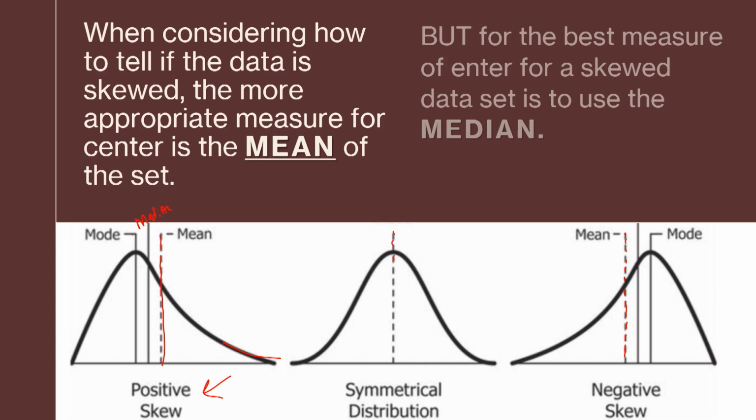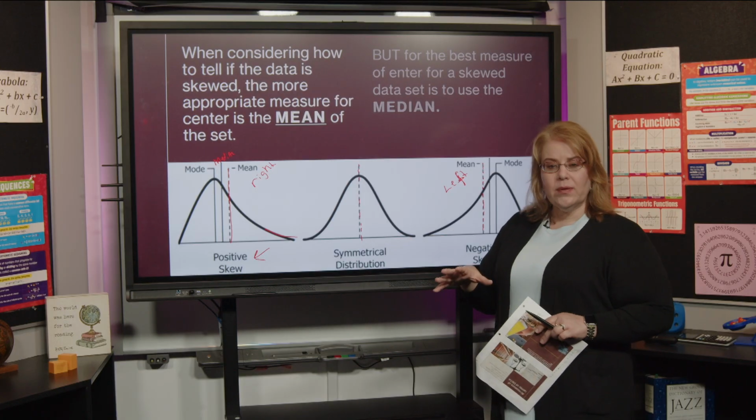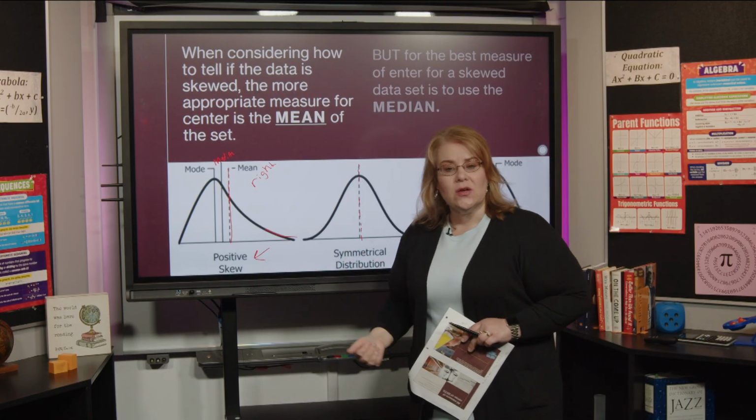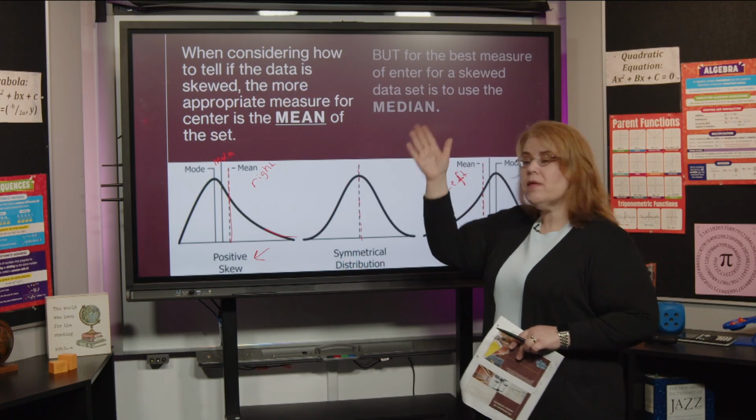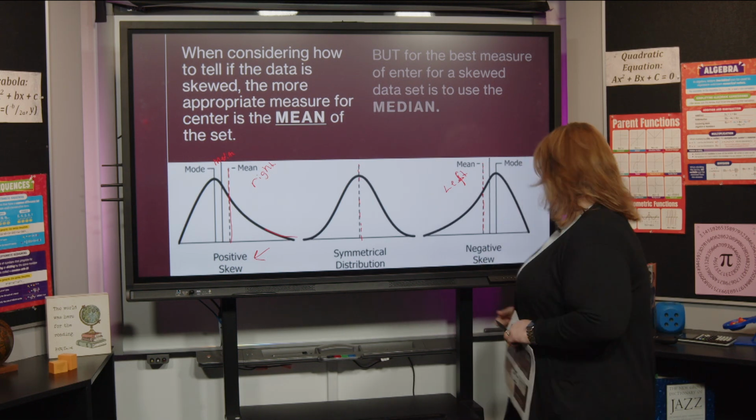Obviously, if everything is symmetrical, it's a symmetrical distribution. So for a positive skew, my mean is on the right. For a negative skew, my mean is on the left. That is something that we need to make sure we're looking at when we're putting these points on a dot plot: where that mean is located, where the median is located, where the mode is located, to tell if it is positively or negatively skewed.